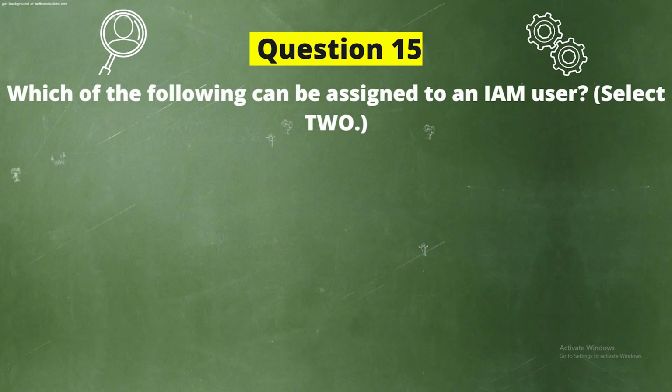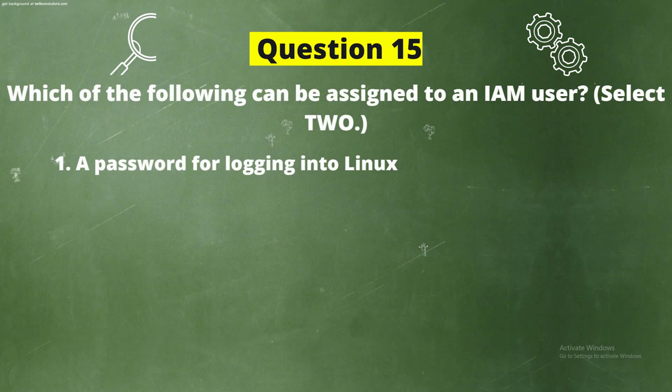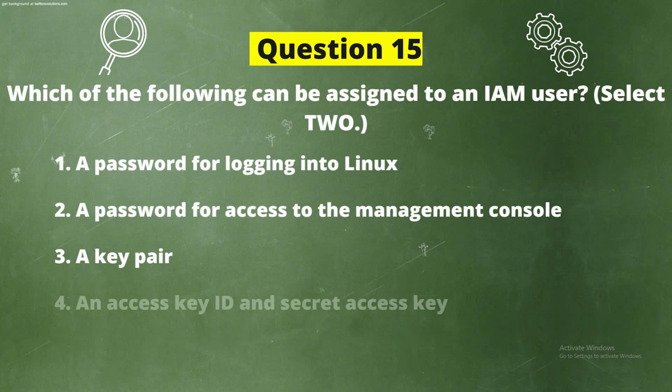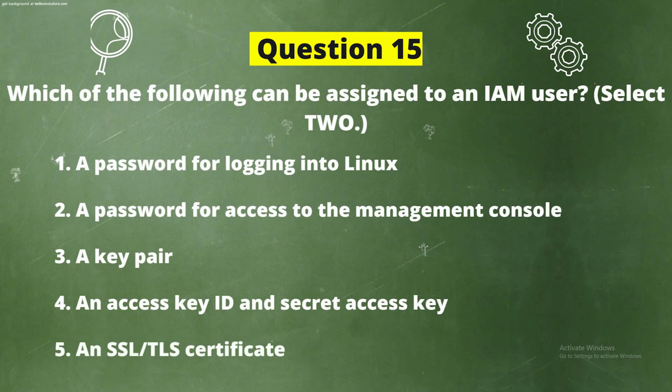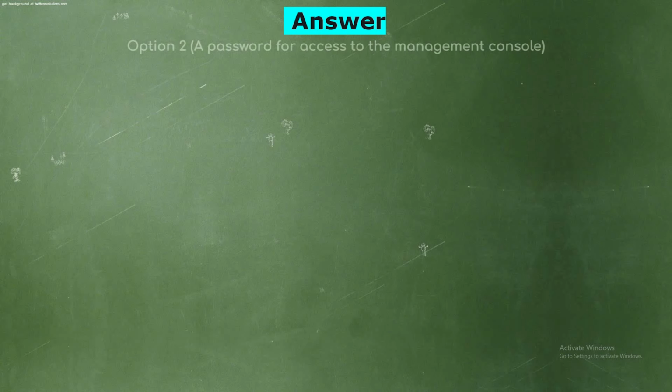Question 15. Which of the following can be assigned to an IAM user? Select two options. Now the options are: Option 1. A password for login into Linux. Option 2. A password for access to the management console. Option 3. A key pair. Option 4. An access key ID and secret access key. Option 5. An SSL or TLS certificate. And the correct answer is Option 2. A password for access to the management console. And 4. An access key ID and secret access key.